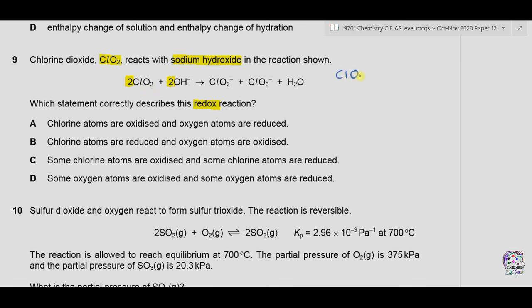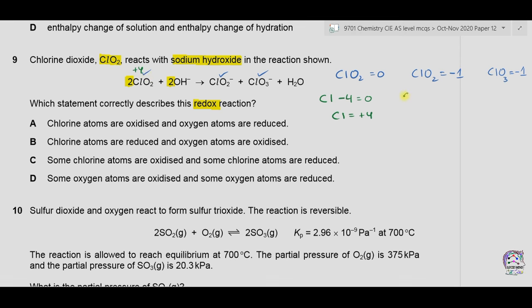So we have ClO2 and the overall charge is 0. We have ClO2 on the product side and the charge is -1. We have ClO3 on the product side and the charge is also -1. We can find the oxidation state of chlorine atoms in all these three. The oxidation state of oxygen is -2, so for 2 oxygen we would have -4, so therefore chlorine is equal to +4. So it is +4.